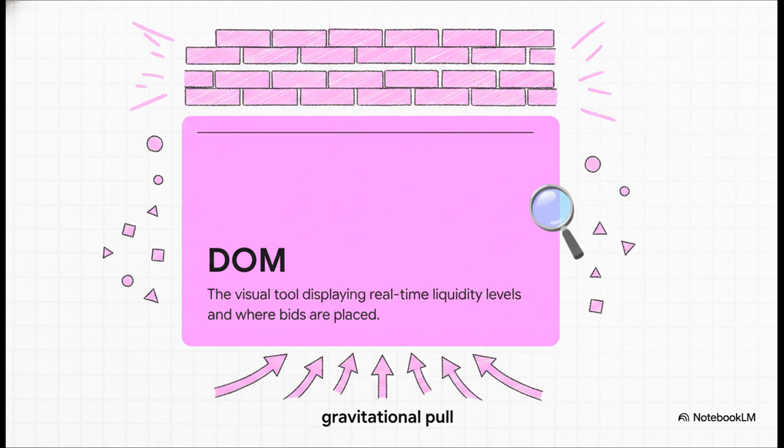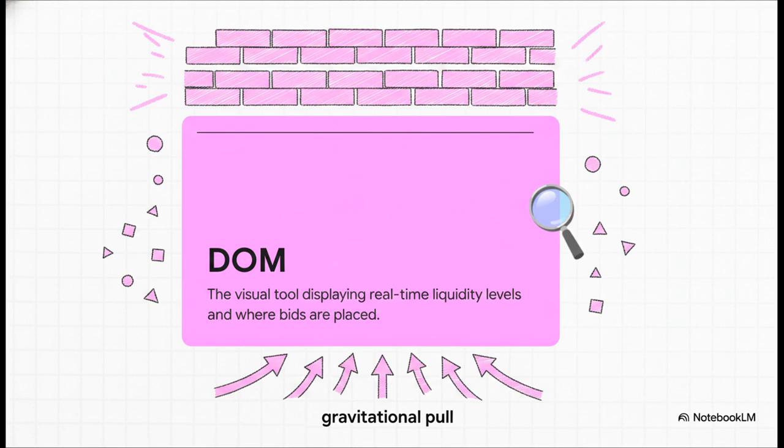And that brings us to the DOM, or the depth of market. The DOM is the actual visual tool we use to view that limit order book. It displays those real-time liquidity levels, showing you exactly where traders are placing their bids and offers. So when you look at the DOM, you are looking at resting limit orders just waiting out there in the market. Now, these resting orders act like a massive gravitational pull, creating areas of potential support or resistance.